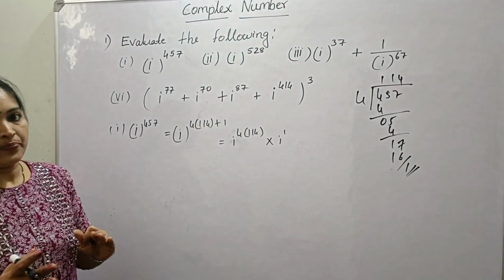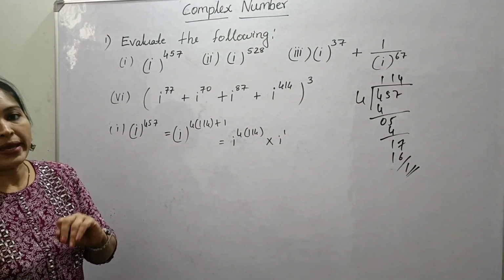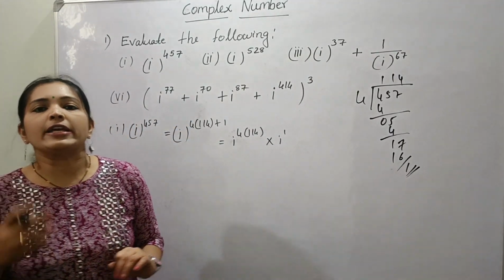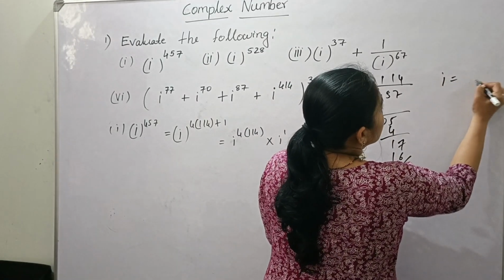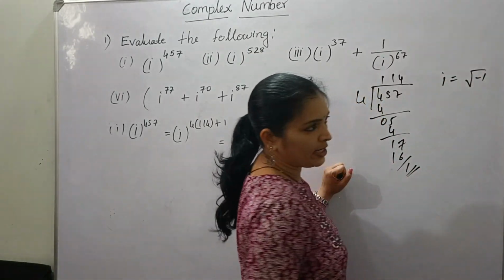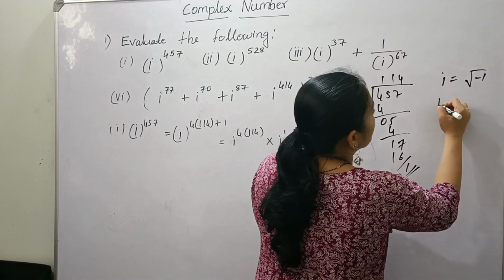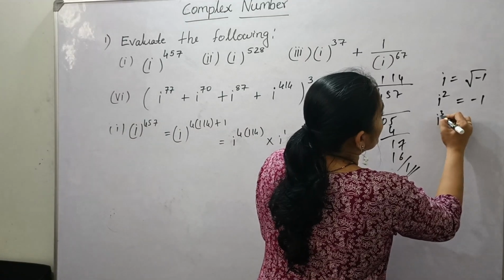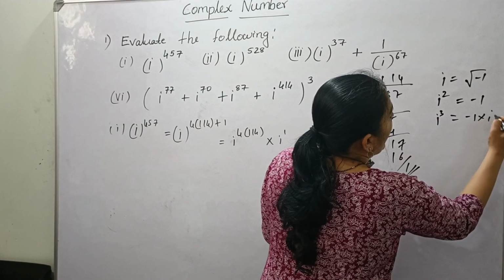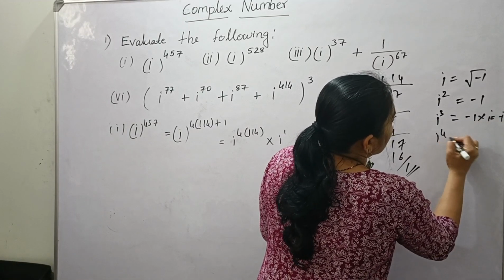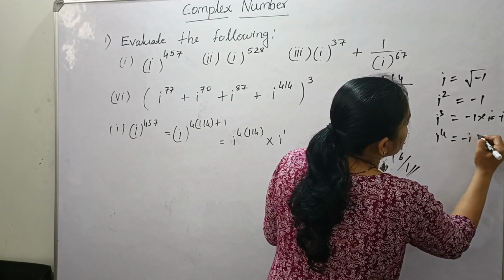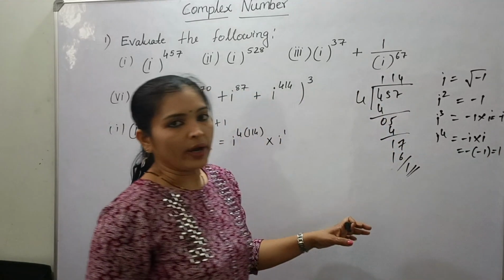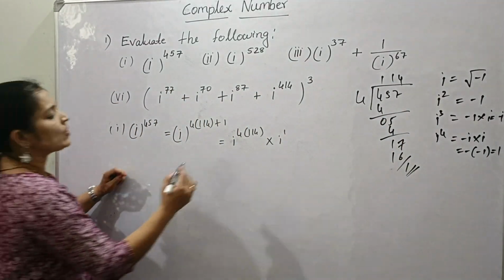i raised to a plus b is equal to i raised to a into i raised to b. Now here we know that i raised to 4 has the value 1. Why? Because i is equal to the square root of minus 1. So i square is equal to minus 1, and i cube is equal to minus 1 into i, that is minus i. So i raised to 4 is nothing but minus i into i, that is minus of minus 1, that is 1. So i raised to 4 is 1.